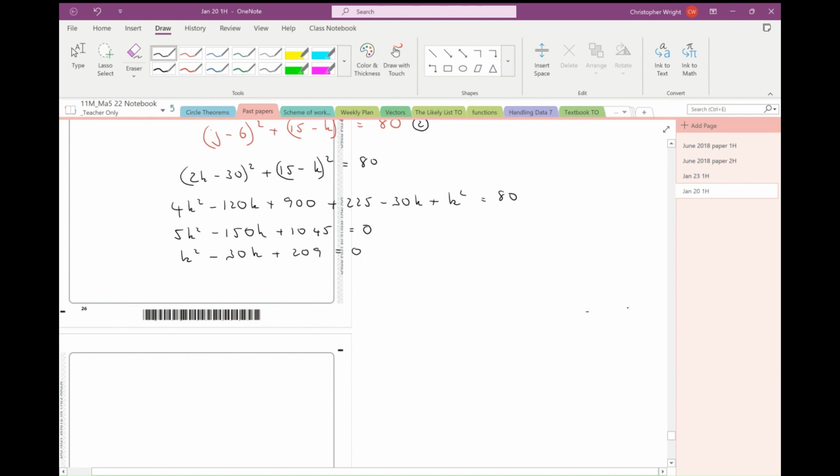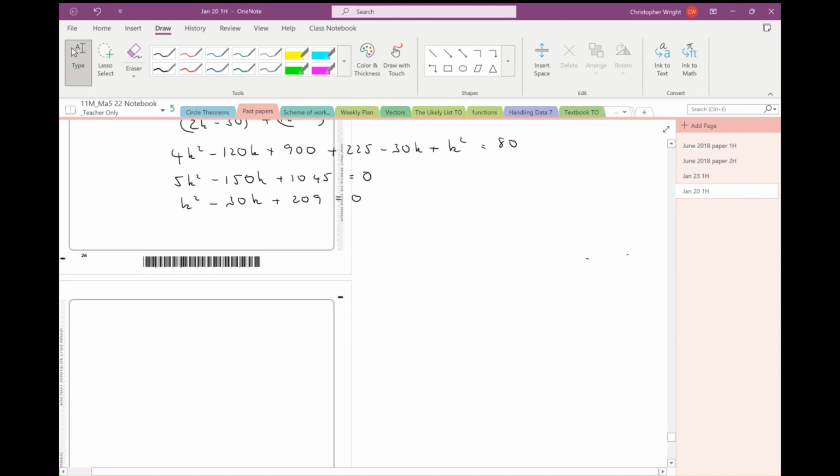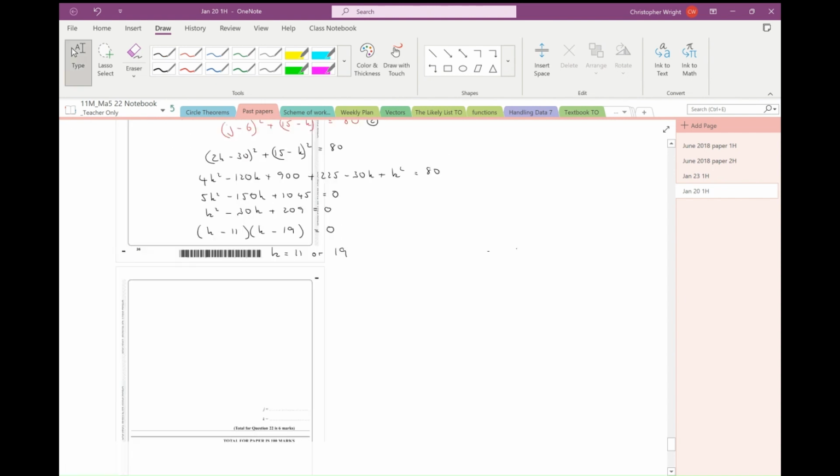Now, looking at the question, it doesn't tell me that it wants k or j to a certain degree of accuracy. So I'm assuming that I'll be able to factorize this. And of course, you can factorize it. You know that both of your brackets are going to have a negative in them here. And if you happen to know that 11 times 19 is 209, then you're onto a winner here, because that's how to factorize the left-hand side. But you could have used the formula. You just got a whole number of answers. So this gives me 2 possible answers for k. K is 11 or 19.